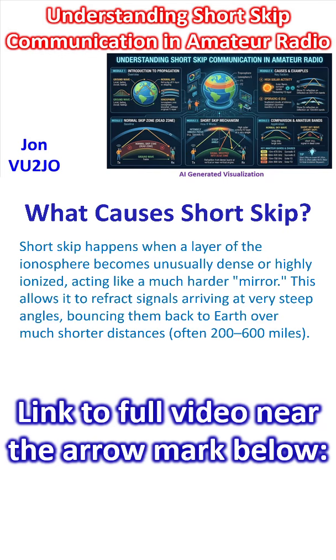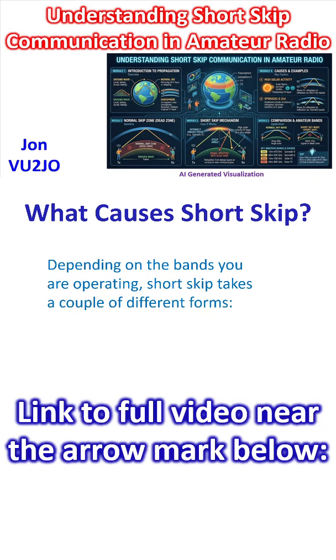Short skip happens when a layer of the ionosphere becomes unusually dense or highly ionized, acting like a much harder mirror. This allows it to refract signals arriving at very steep angles, bouncing them back to Earth over much shorter distances, often 200 to 600 miles. Depending on the bands you are operating, short skip takes a couple of different forms.